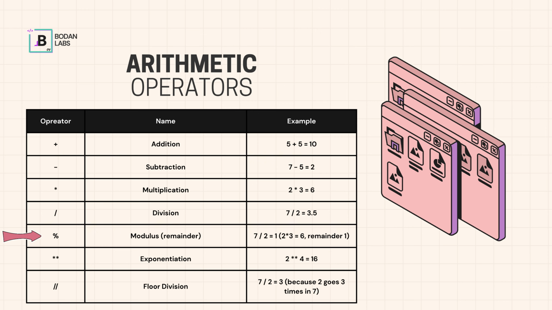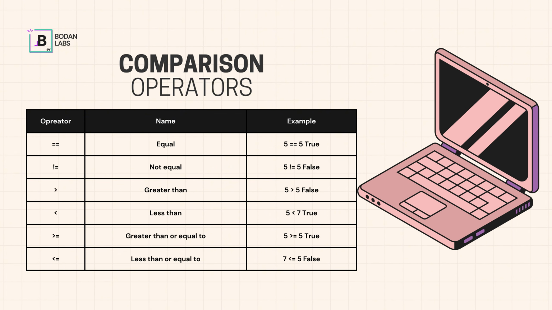Modulus, using percentage sign, returns the remainder of the division. Exponentiation, using double asterisk, raises the left value to the power of the right one. Floor division, using double slash, this is also a division, but this one returns the integer part. And that's it for the arithmetic operators.